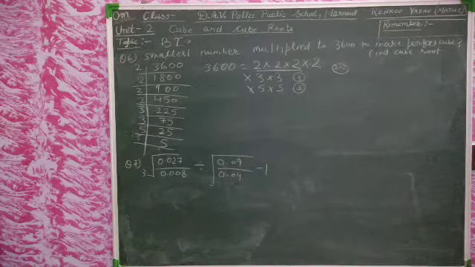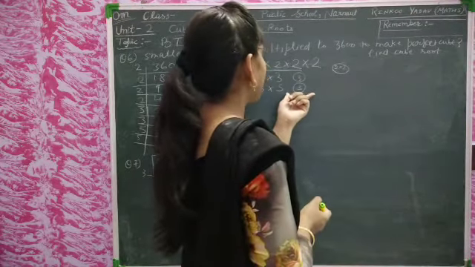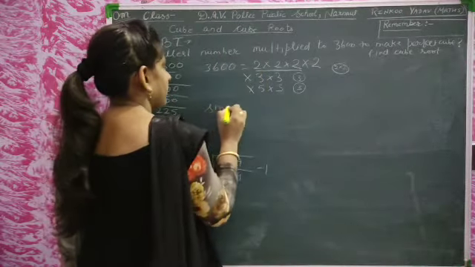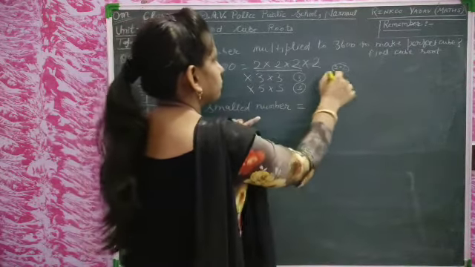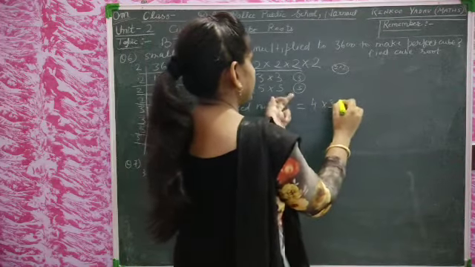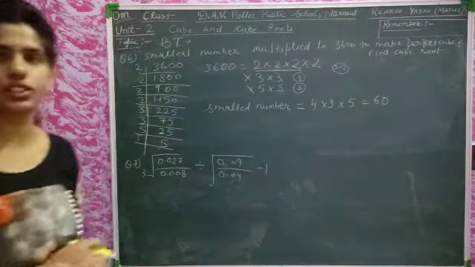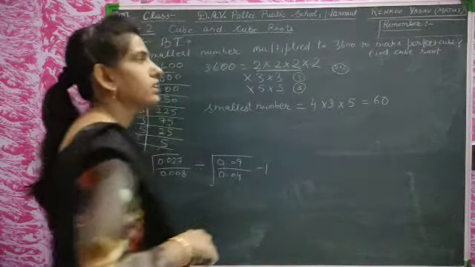So smallest multiplying number we have to find here. So students, you are seeing the numbers we have: 5 and 3 and 2 to the 4. So then the smallest number is equal to 2 to the 4, and 4 3s are 12 and 12 5s are 60. This is the number 60 here. So the smallest number we have to find here is 60.